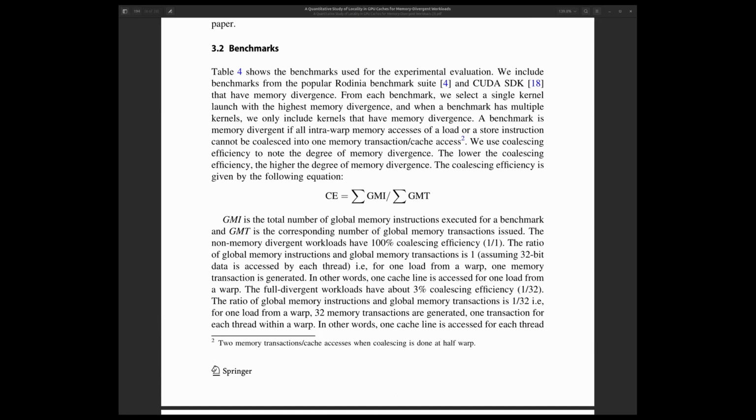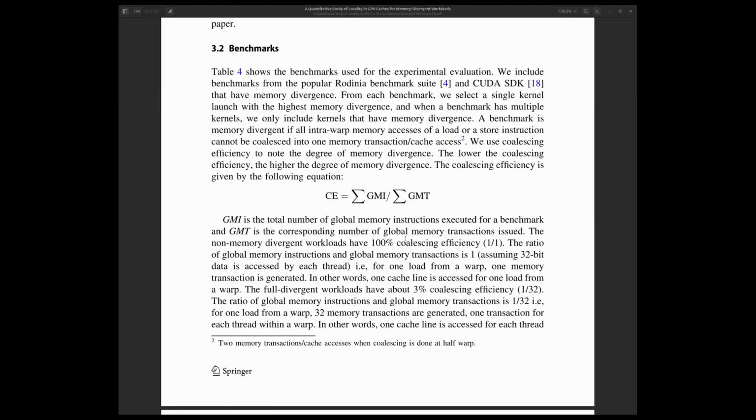And this coalescing efficiency comes from the fact that GPUs try to combine the memory instructions across threads in a single warp into the smallest number of memory transactions possible. In this case, a memory transaction just means accessing data from the cache. So the memory divergence of an application can be defined as the total global memory instructions, GMI, divided by the total number of global memory transactions.